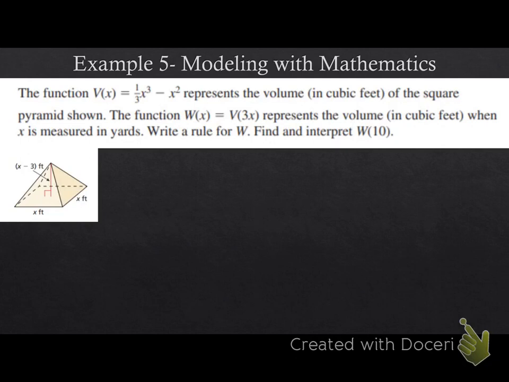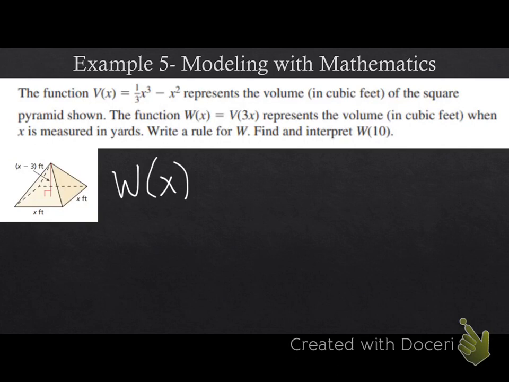So it's essentially telling me to write a rule for w, just like we did on our previous examples. They just added it into a word problem for us. Still the same concept as we've done in the past few examples. So it wants me to write a rule for w. What does w of x equal? v of 3x, right? So, if I've got v of 3x, what is that telling me to do to my original function?